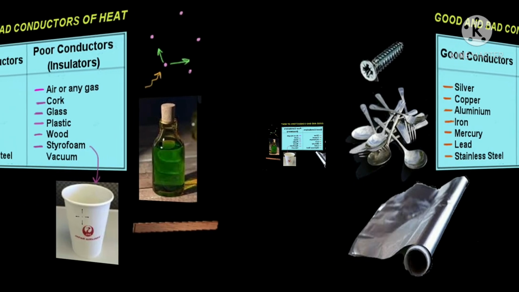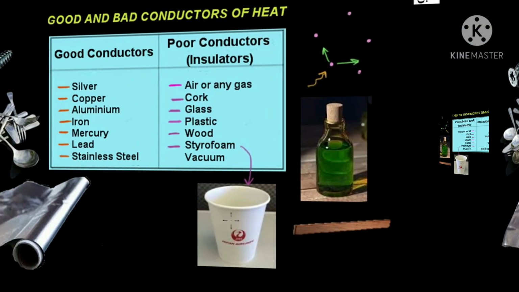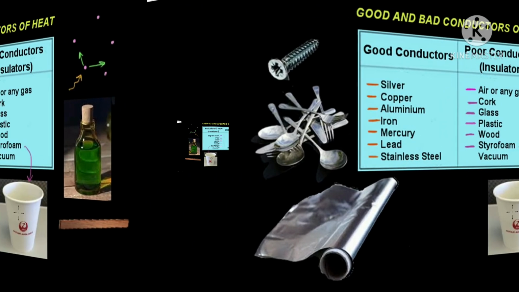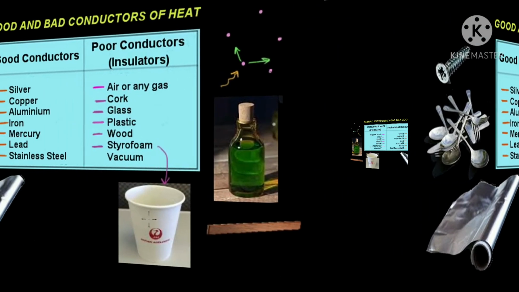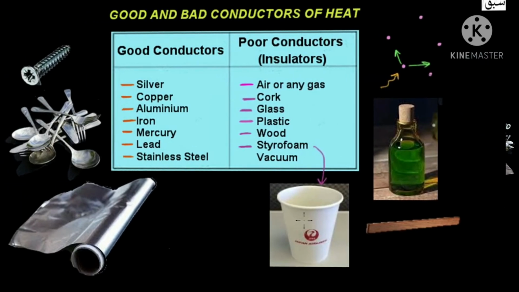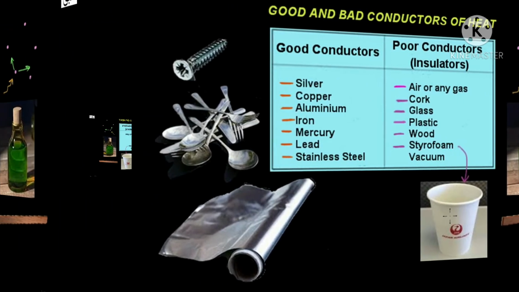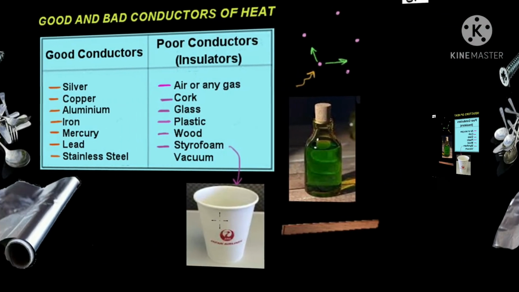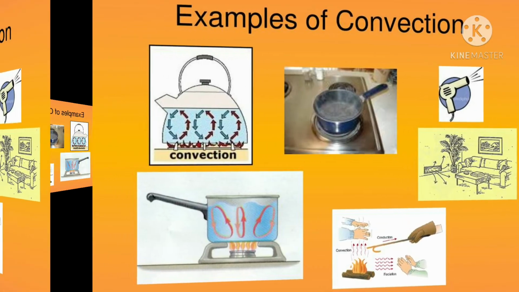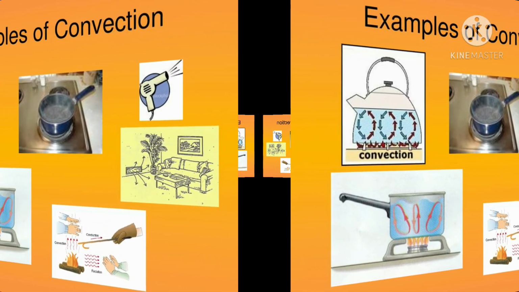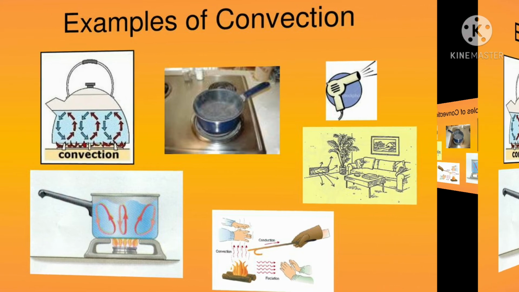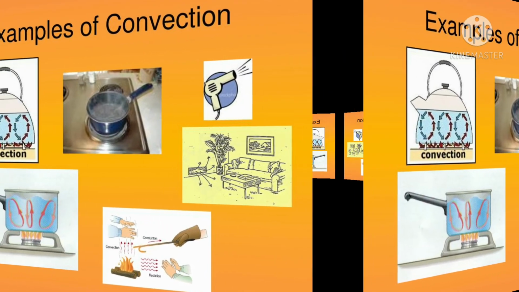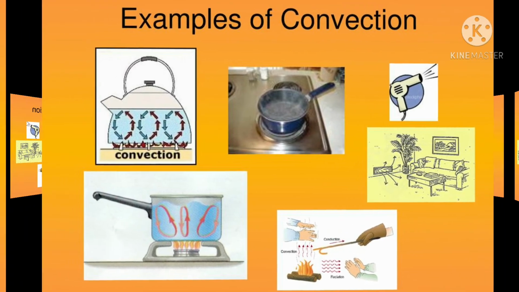Children, as I told you, water and air are poor conductors of heat as they do not allow heat to pass through them by conduction. It does not mean that they do not allow heat to pass through them. The heat flows through them by another mode or method called convection. Now, what is convection? It is the process of transfer of heat in a liquid or a gas by the actual movement of the particles of the liquid or gas.